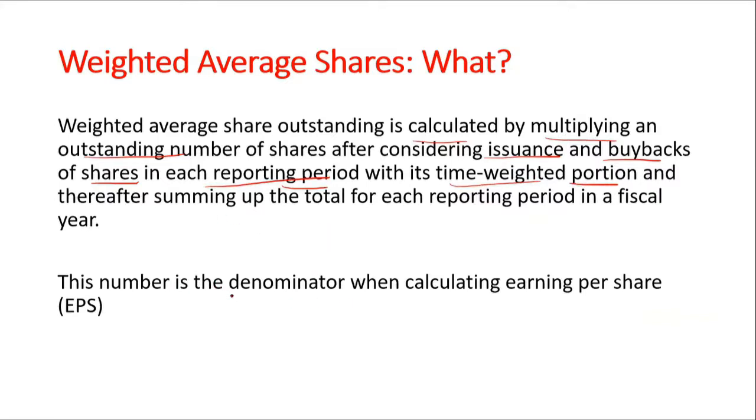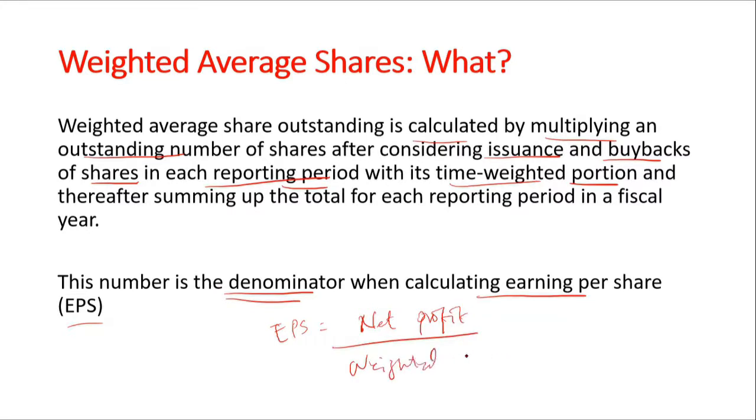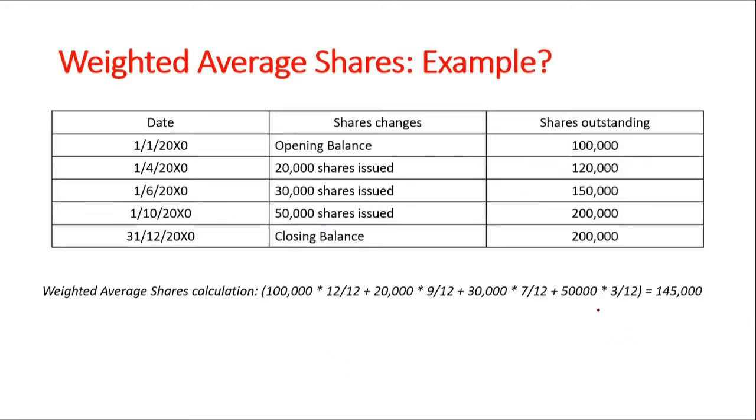As I said at the start of the video, this number comes up in the denominator when calculating earnings per share. So the formula for EPS is actually the net profit over weighted average shares. So let's look at an example on how to calculate weighted average shares, right?